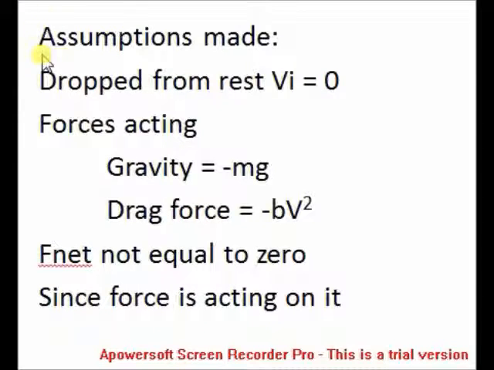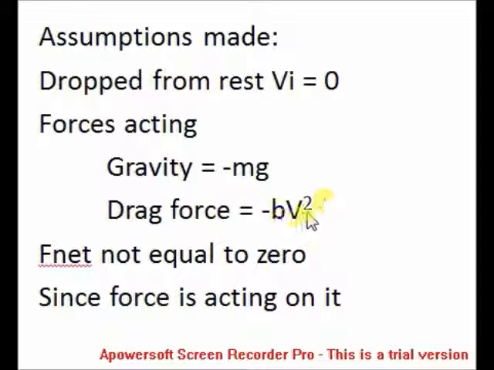So, these were the assumptions made for the following work. Assumptions made were drop from rest, that is, the initial velocity is equal to 0. The forces acting on the body were assumed to be the gravitational force and drag force alone. Gravity is equal to minus mg, where the minus sign denotes the movement of the object is towards the down.